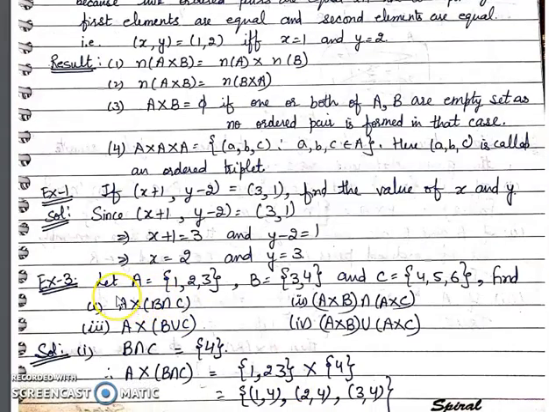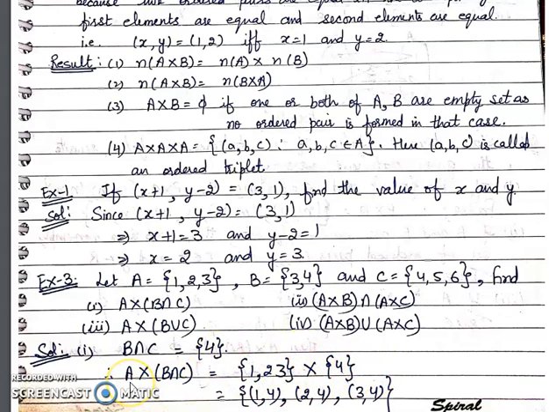Now come to the next example. Let A is equal to {1, 2, 3} and B is equal to {3, 4} and C is equal to {4, 5, 6}. Now the question is find A cross (B intersection C). So here the first bracket is B intersection C. So we first find out B intersection C. In B and C, the common element is only 4. So B intersection C is equal to {4}. Now A cross (B intersection C). A means the set {1, 2, 3}. Its cross product with the set {4}.